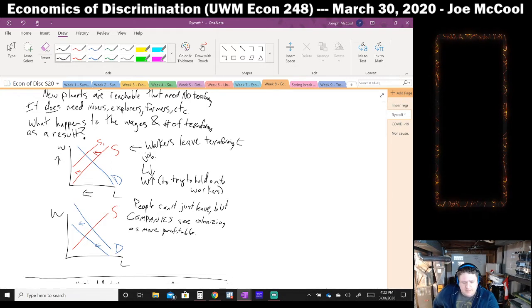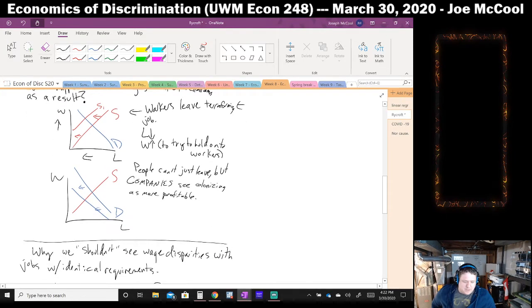Then we had another option, which was that people can't just leave. This would be an example that's more in line with the Expanse universe. The companies are the ones holding all the cards, and they see colonizing as more profitable than terraforming, so they switch over to these other things, and these jobs dry up. So the terraforming jobs go away. Workers who want to stay in terraforming are not going to make as much money, and there are not going to be as many jobs. So both go down.